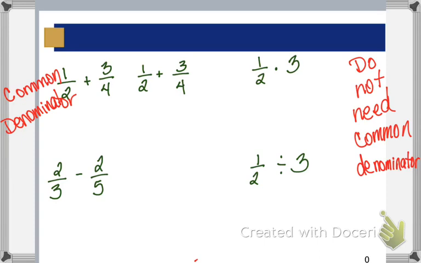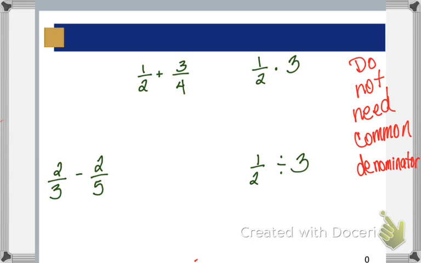Okay, let's get started. We're going to start talking about the first one. What we have here is 1/2 plus 3/4. A very common error that students make is they forget which operations they've got to have a common denominator for and which they don't. Addition and subtraction is when you have to have that common denominator. So what you're looking for is a number that both 2 and 4 go into. So we start looking at multiples of 2 and multiples of 4.